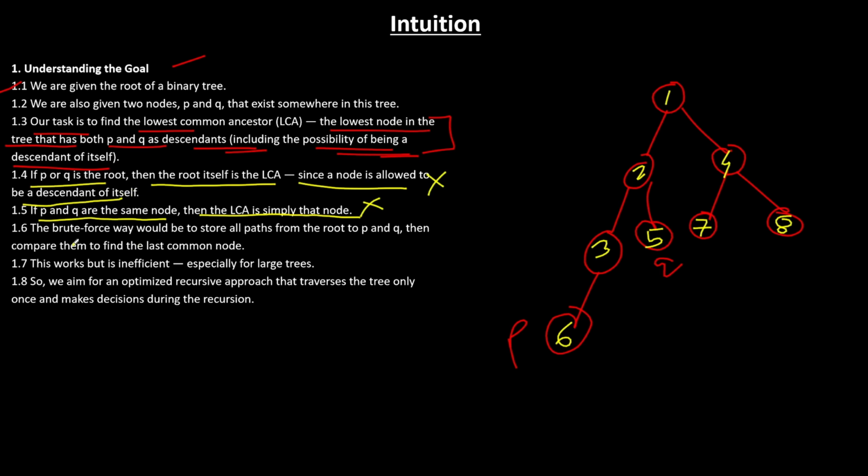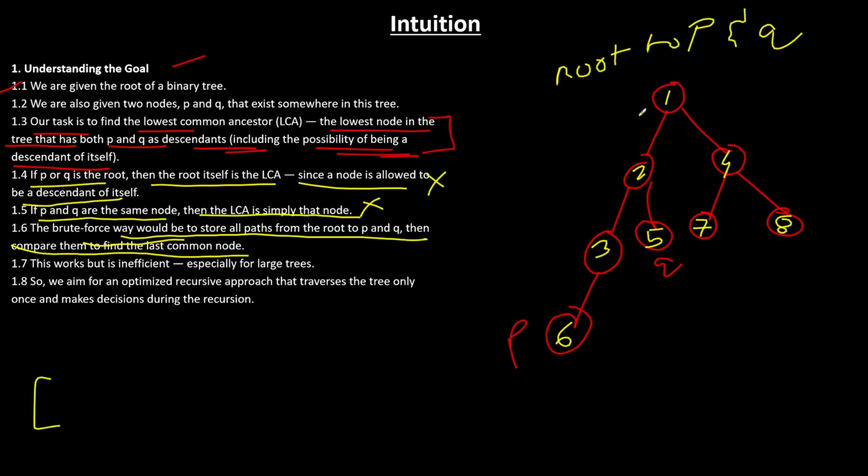Now, what could be the brute force which can come to our mind, right? It could be that we store all the paths from root to P and Q, then compare them to find the last common node. So what does this mean? Let's take out the path from root to P and Q differently.